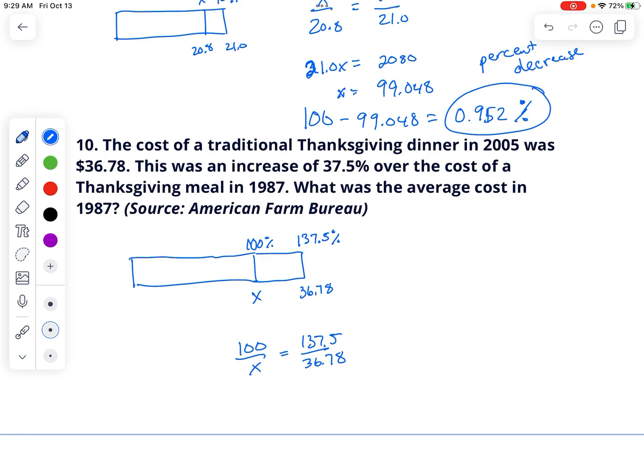We have a proportion here. Okay, and again, those tape diagrams are kind of nice because they just show the size of things increasing or decreasing, and if things are higher or lower than each other. So when I multiply to get rid of my denominator, I'll have 3678 equals 137.5x. So then when I divide, my x, I get 26.75 when I round. This is the dollar amount.